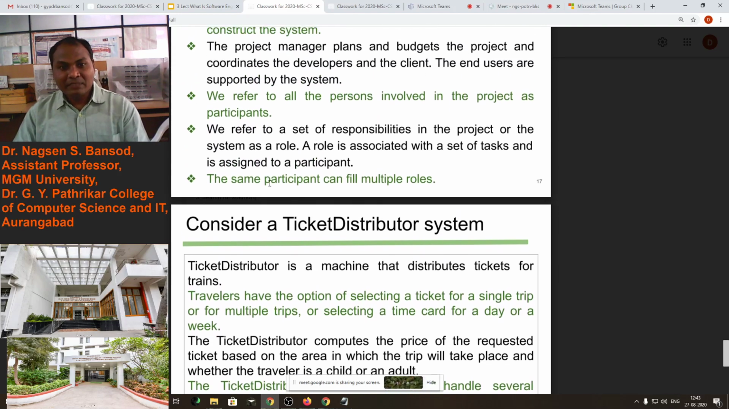Sometimes the same participant can fill multiple roles. Suppose there is a small industry, you have just started a software company, you will perform the role of manager as well as the role of engineer to acquire the information from the client. Also you will perform the role of programmer. There may be multiple roles for a particular person, a particular entity.